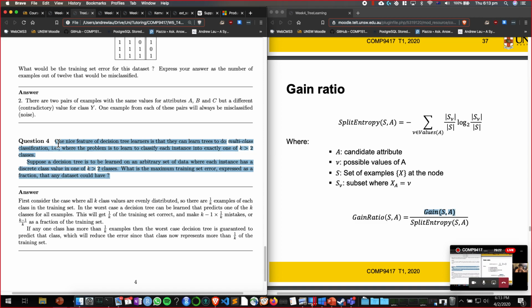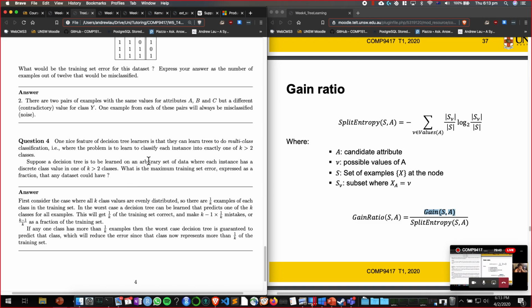So the worst possible scenario is you just have a stump, because if you add more splits, the classification error will get better, at least on the training set. But here we're just considering the training set. We're not talking about holdout, not talking about test. If you add extra branches, the error will improve, right? But the worst possible one is a stump.